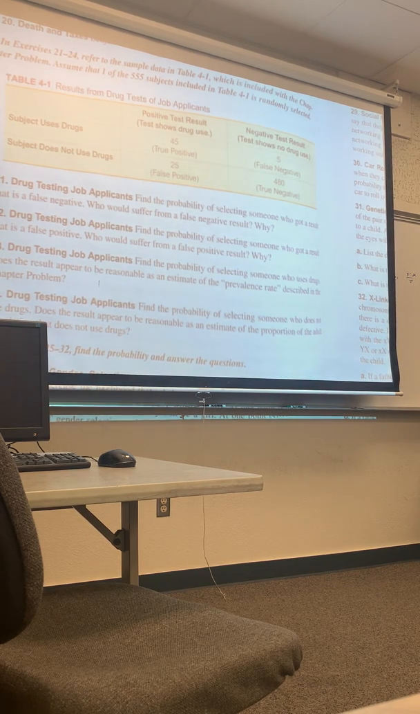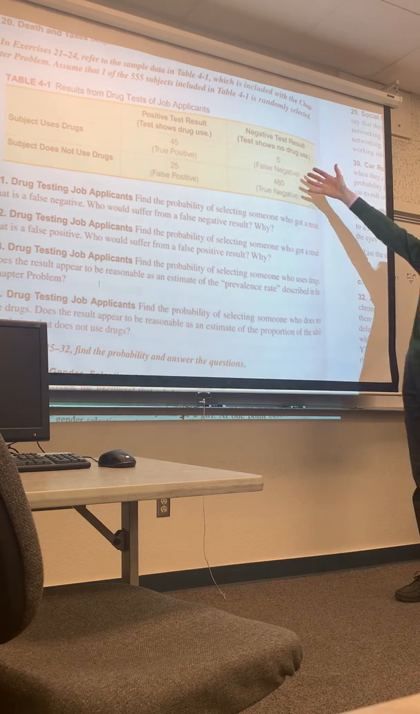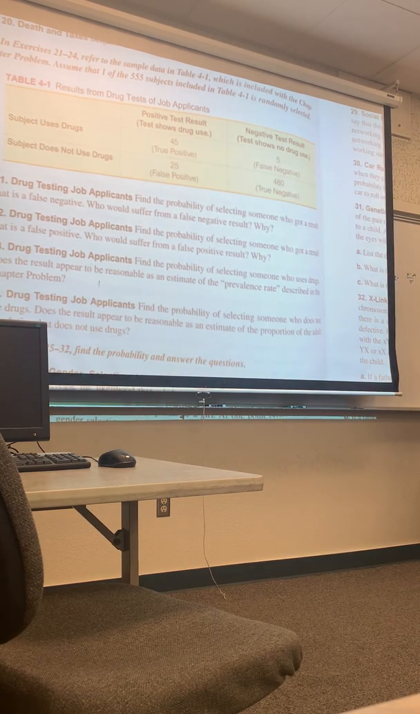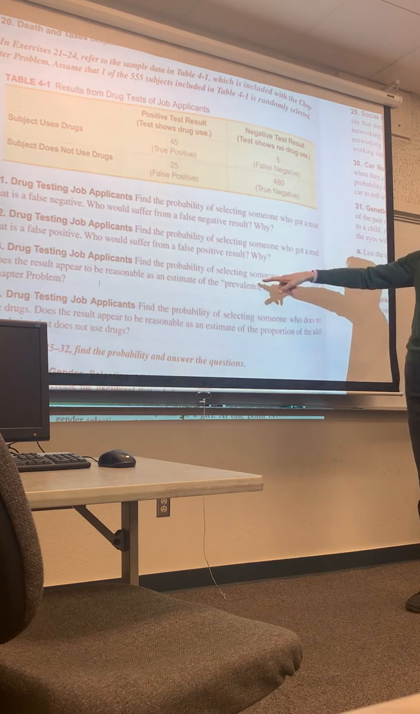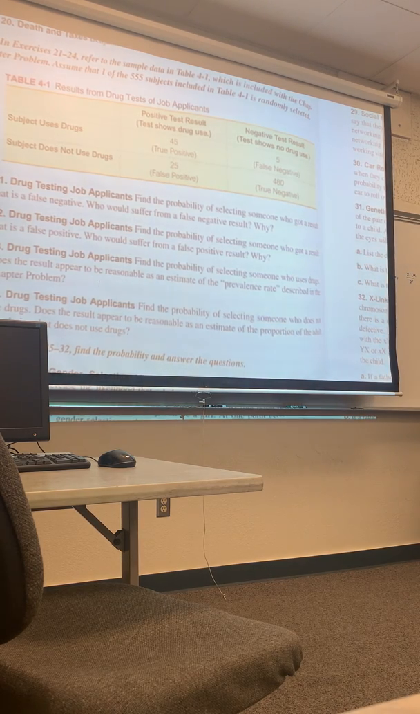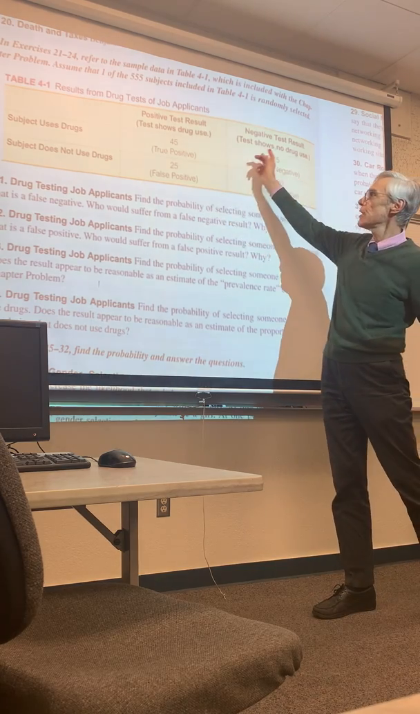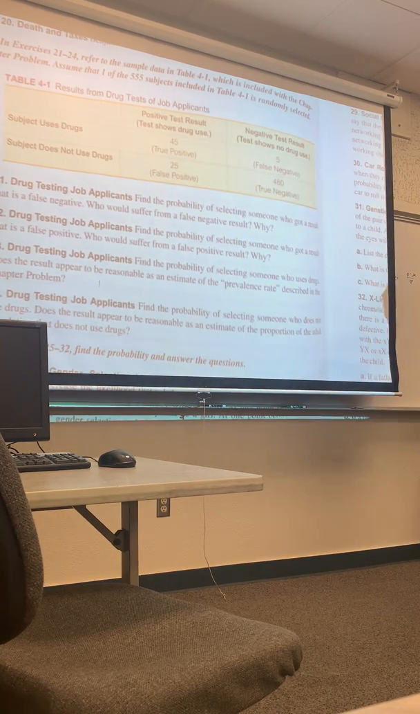Well, I think the best thing to do is to refresh your memory. Okay, so number 23. Find the probability. So here's a two-way table. Probably looks familiar from section 11.2. We could do a test of independence on that now, but we're not going to here. Find the probability of selecting someone who uses drugs. We got 555 subjects, so the total of all those numbers is 555. If someone from this sample was selected at random, what would be the probability that they use drugs?